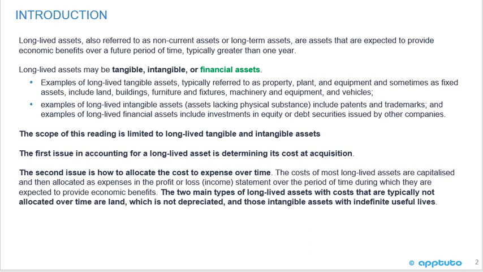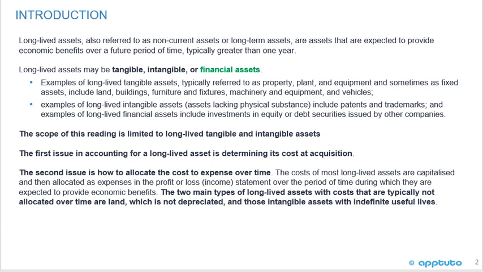Examples of long-lived intangible assets, assets lacking physical substance, include patents and trademarks, and examples of long-lived financial assets include investments in equity or debt securities issued by other companies. The scope of this reading and the LOS that are going to follow is limited to long-lived tangible assets and intangible assets. The first issue in accounting for long-lived assets is determining its cost at acquisition.